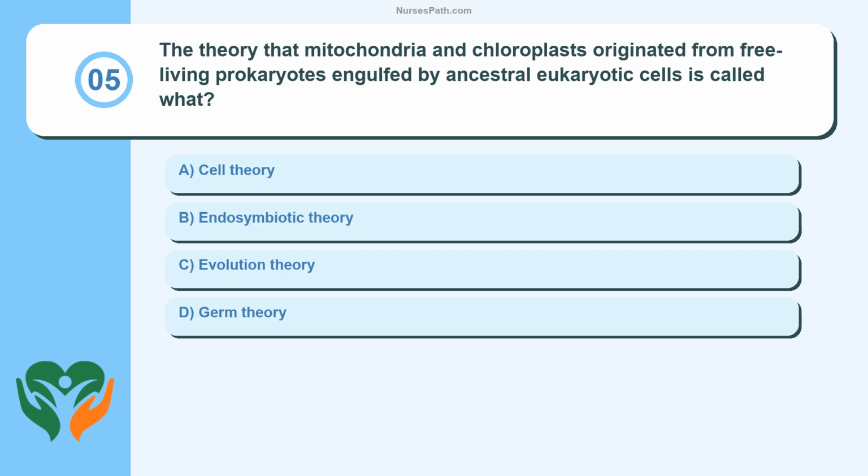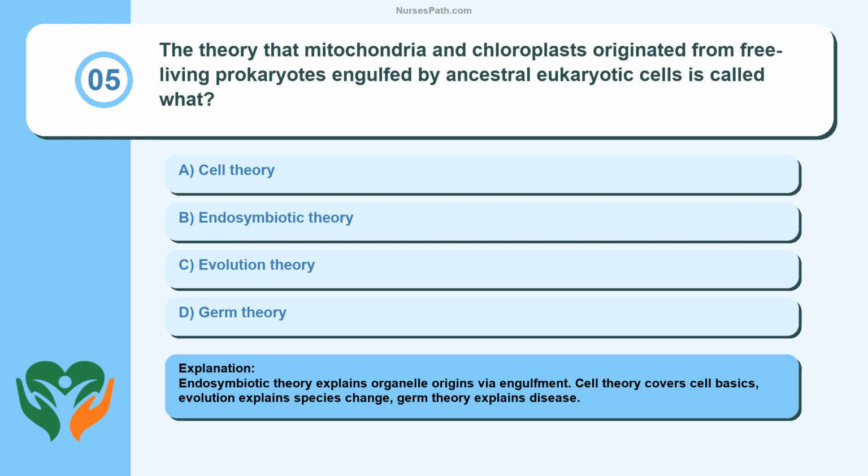Question 5. The theory that mitochondria and chloroplasts originated from free-living prokaryotes engulfed by ancestral eukaryotic cells is called what? Cell theory, endosymbiotic theory, evolution theory, germ theory. Endosymbiotic theory explains organelle origins via engulfment. Cell theory covers cell basics, evolution explains species change, germ theory explains disease.